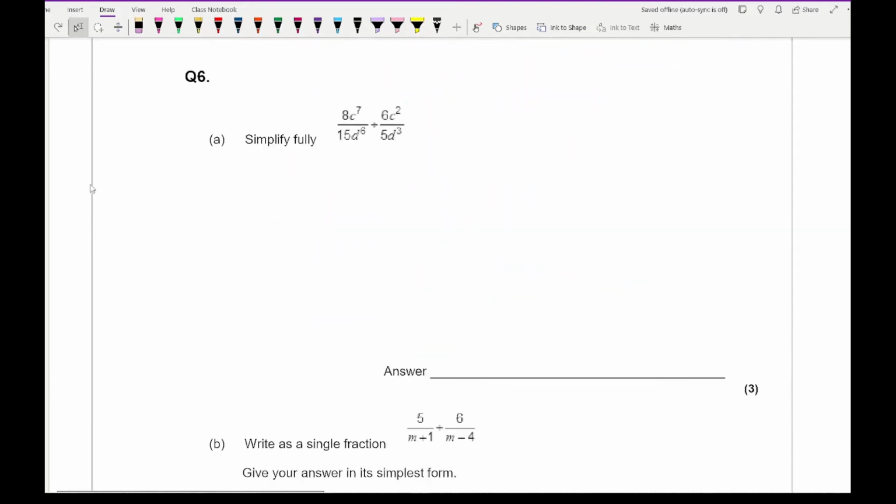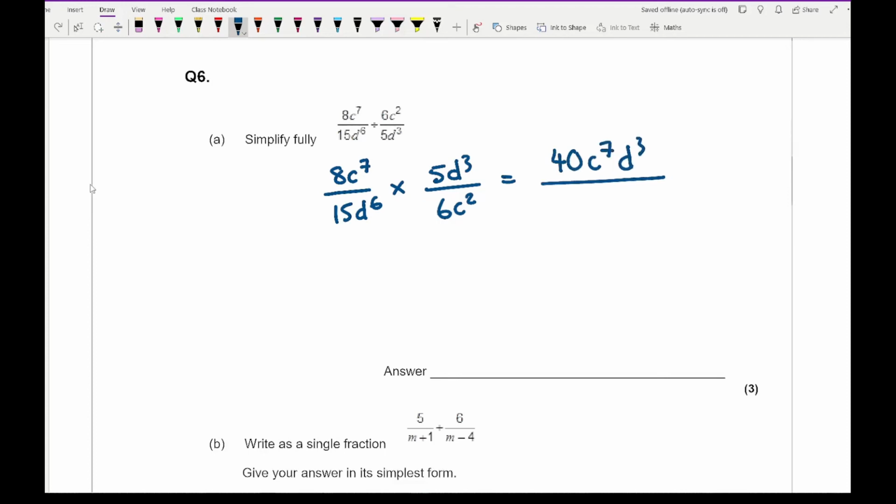Then moving on to question 6, again we've got a dividing. So again, what do we do here? Well, we flip the second fraction and turn it to a multiply. So I've got 8c to the 7 over 15d to the 6, and I've got 5d cubed over 6c squared, and the divide turns to a times. So then combining the two fractions, I end up with 8 times 5, which is 40, c to the 7 d cubed over 15 times 6, which gives me 90 c squared d to the 6.